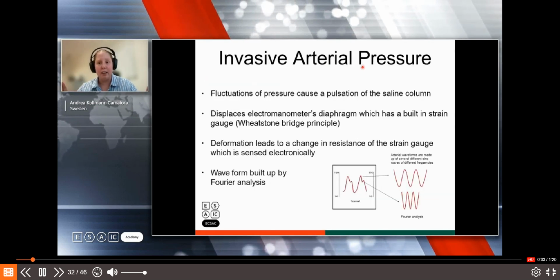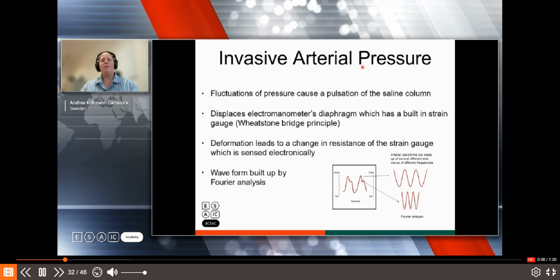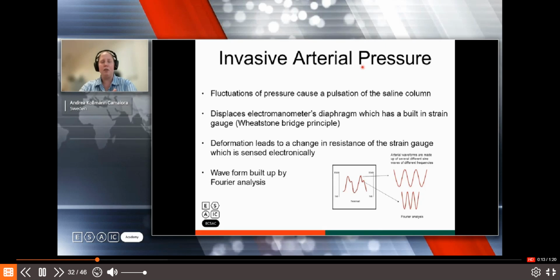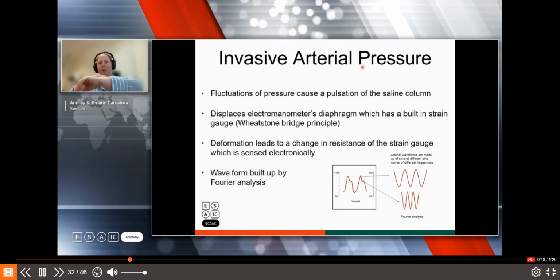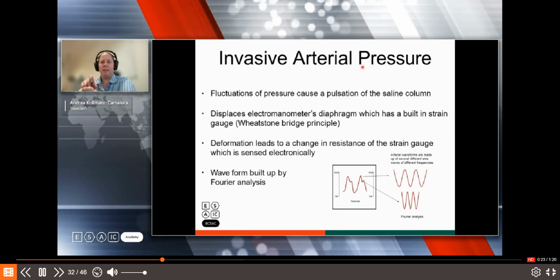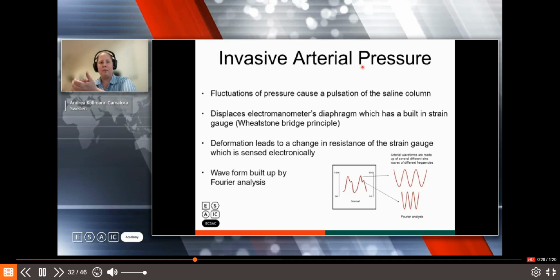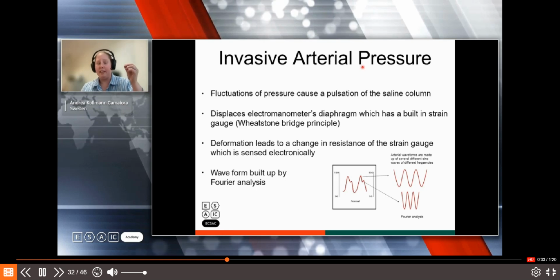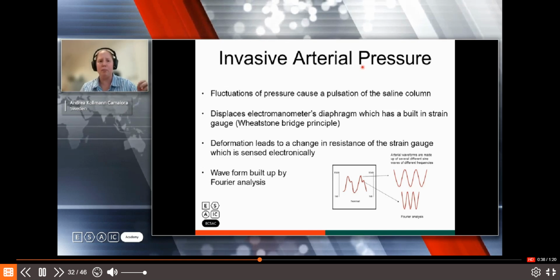Okay, we're done with the gas analyzers, and we're going to move into the invasive arterial pressure. So, fluctuations of pressure cause a pulsation of a saline column. So you have the fluctuations here. So I put my artery in my hand. Then there is the sensor, and the sensor is measuring the pressure against the sensor. And this displaces an electromanometer diaphragm, which has a built-in strain gauge, and this uses the Wheatstone bridge principle.